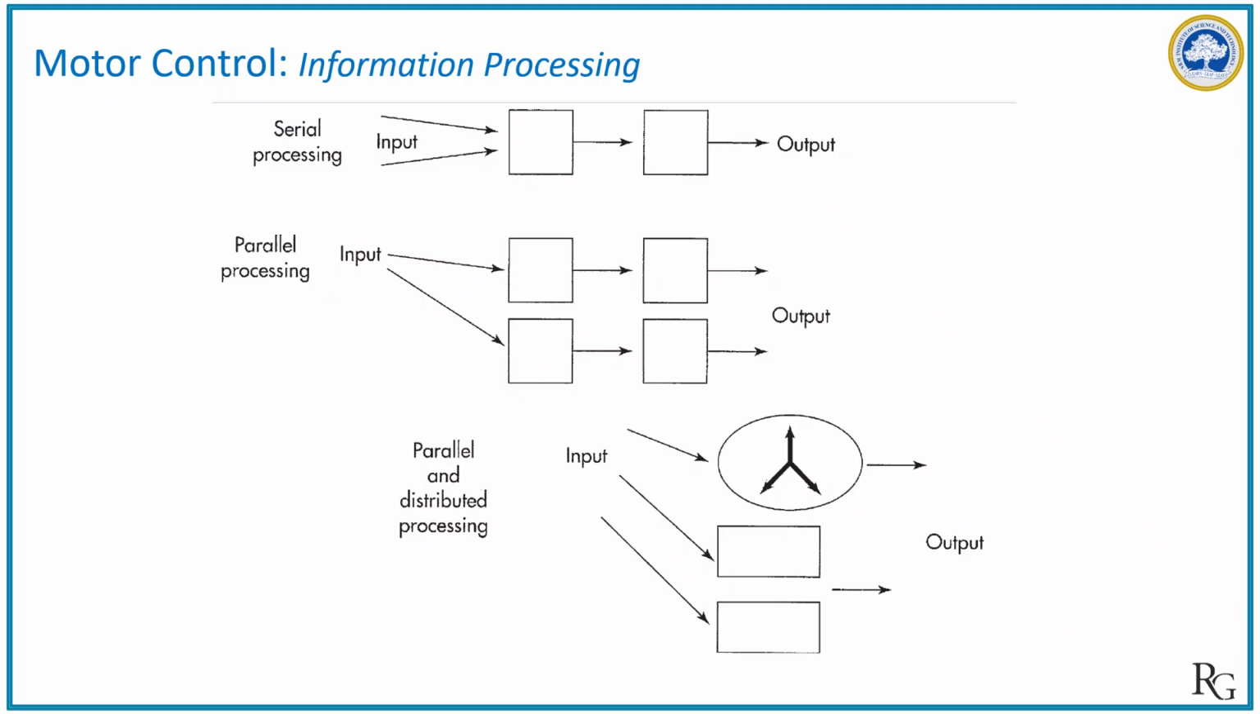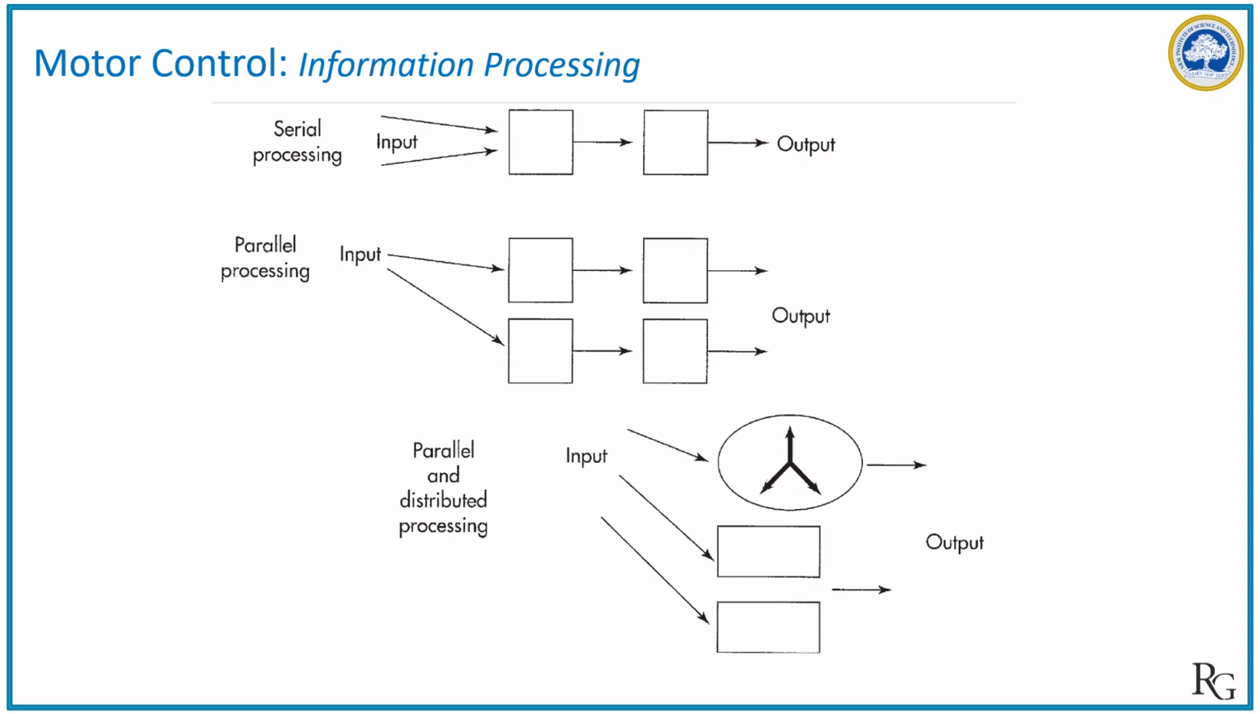Next, there is parallel processing, where the same information can be processed in parallel by multiple centers for multiple activities. For example, when we walk, our brain can process visual input for navigating while also parallelly controlling balance and posture. This makes movement more efficient and adaptable.